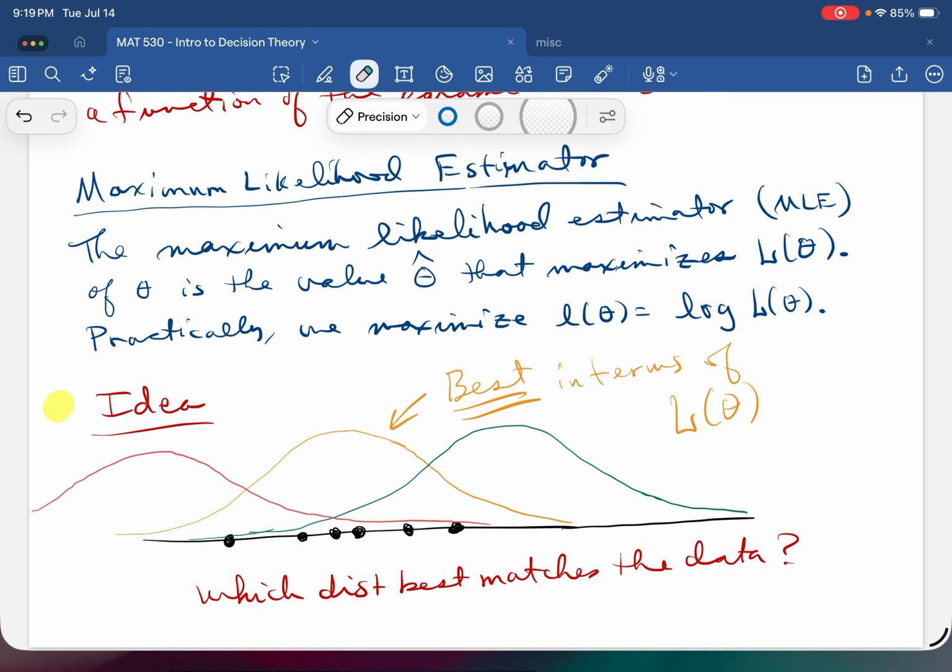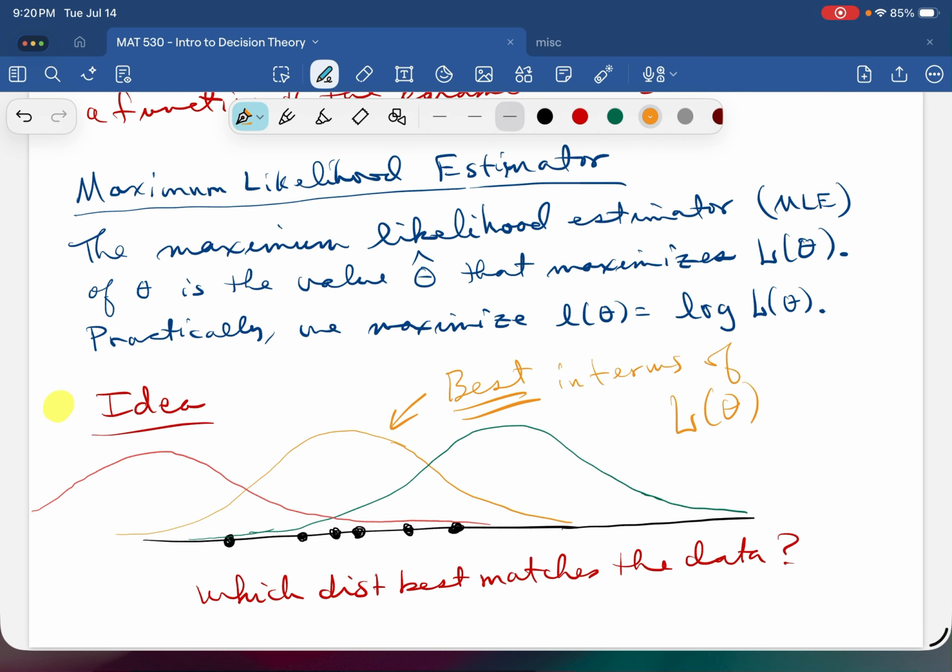So again, suppose we have some data given, that's represented by the black dots. And suppose that we know that this comes from a normal family. And let's just, for simplicity's sake, suppose that we know the variance of this normal distribution, and the only unknown is the mean. So we just don't know where the center is. So I think it's pretty obvious, if we consider those three curves that are drawn there, that the best curve that fits that data is the orange curve. And that's the idea of the maximum likelihood estimator.